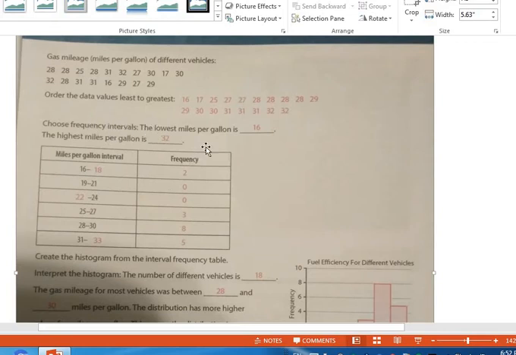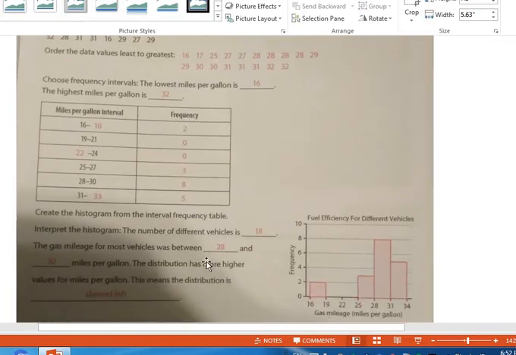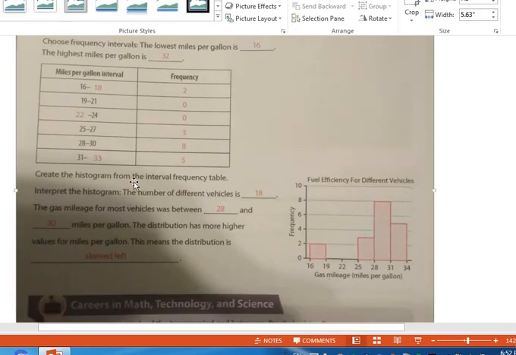The lowest miles per gallon is 16, and the highest miles per gallon is 32. So from 16 to 18 I have just 2. From 19 to 21 I don't have any, 0, and so on. The same idea. Create the histogram from the interval frequency table.